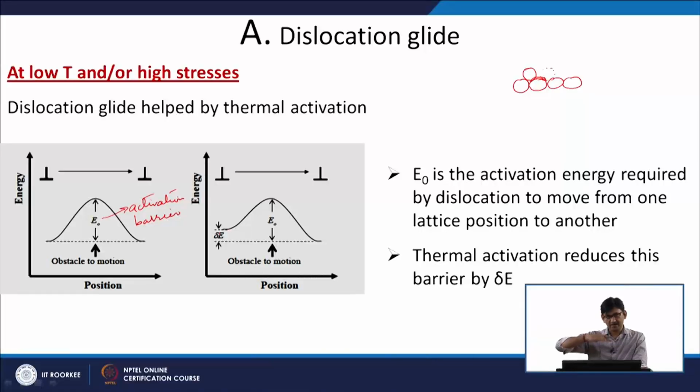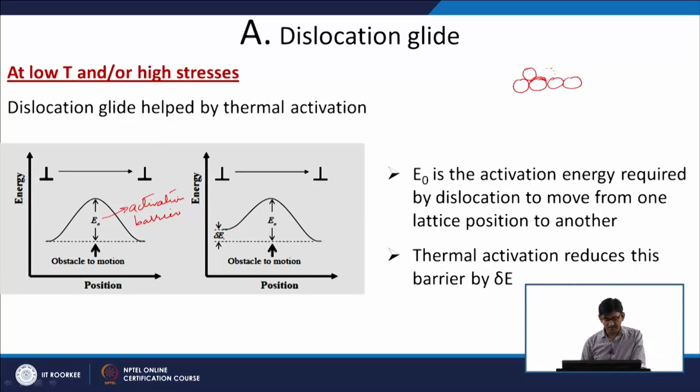Now, what does temperature do here? Because of the thermal vibration, the atoms vibrate about their mean position. It kind of gives you an additional platform for the atom to go from one position to the next one. So, that extra energy which is given by the temperature is called delta E here. So, you can see my dislocation is already at a higher potential energy than the next position. So, now it has to climb only a barrier which is E naught minus delta E. So, this is what is helping the dislocation to move.